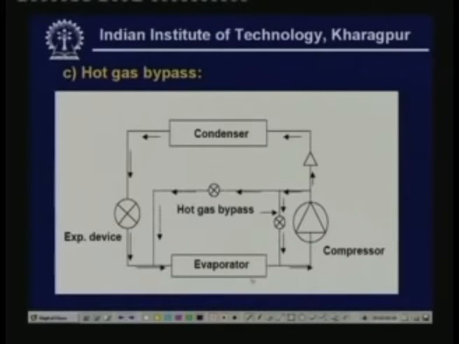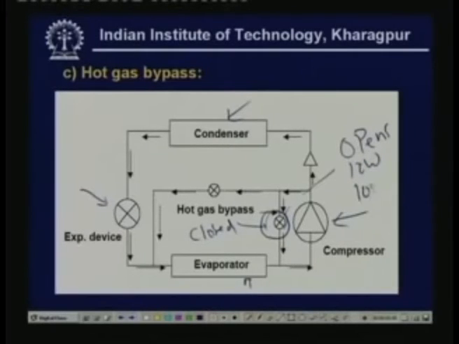As you can see here, you have the four basic components: evaporator, compressor, condenser and the expansion device. In addition to this, you have a hot gas bypass. Normally when the system is operating at design load, this valve will be closed. When this valve is closed, the refrigerant from the compressor flows to the condenser and it meets the design load requirements. But when the load falls, this valve opens. This is the hot gas bypass valve, which opens at low load conditions.